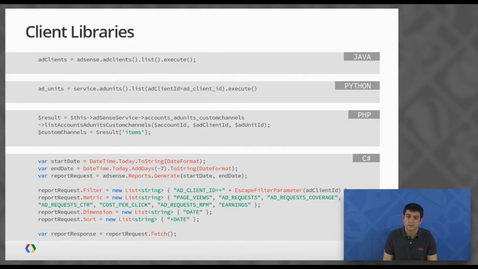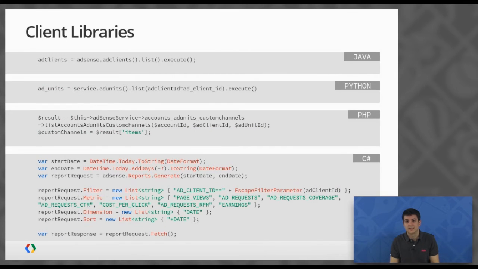In these example snippets here, we're fetching a list of ad clients for a specific account in Java. In Python, we're retrieving a list of ad units for a specific ad client. In PHP, we're getting a list of ad units tagged with a specific custom channel. And finally, we're generating a report for the last 7 days in C#.